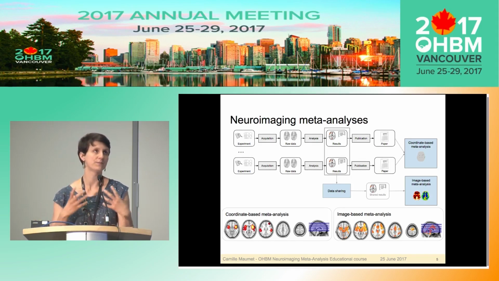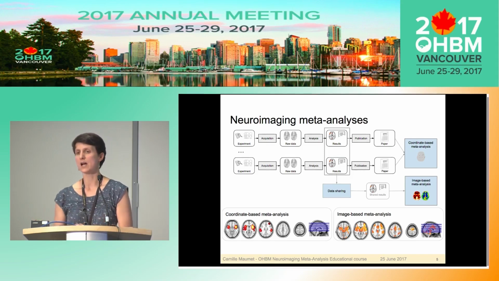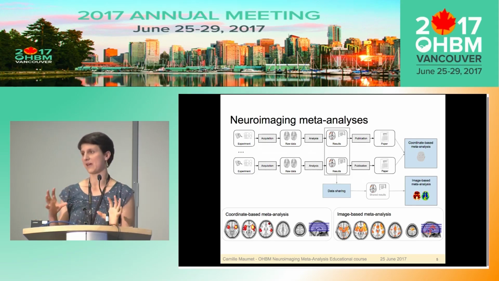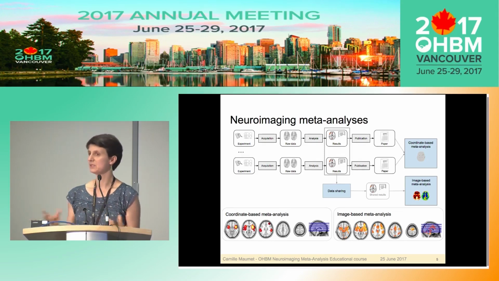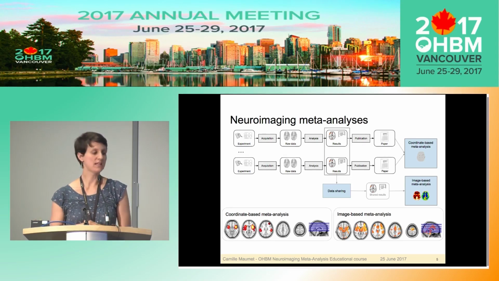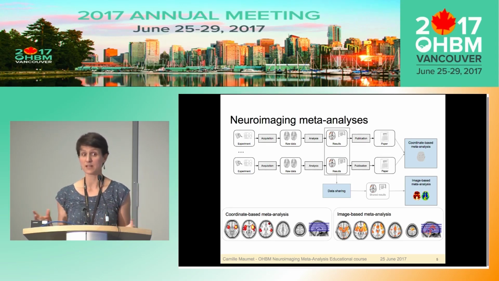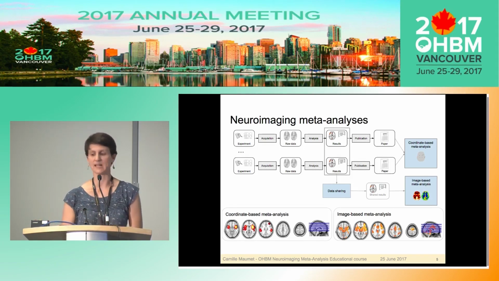We can illustrate that with a very simple example. Let's think about a sub-threshold effect. Let's say we have an effect that is low. It might not be detected by any study. This means that in a coordinate-based meta-analysis, you won't be able to detect this effect because it's not reported. But if you have an effect that is sub-threshold but consistent across your studies, when you do an image-based meta-analysis, you might be able to detect this effect.